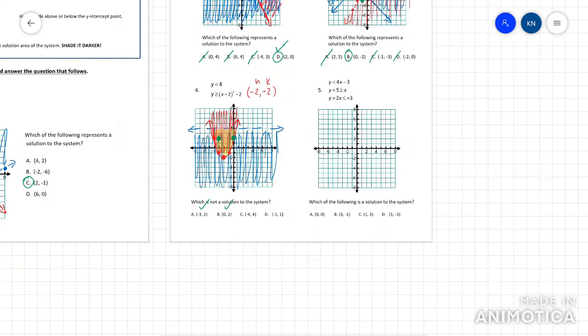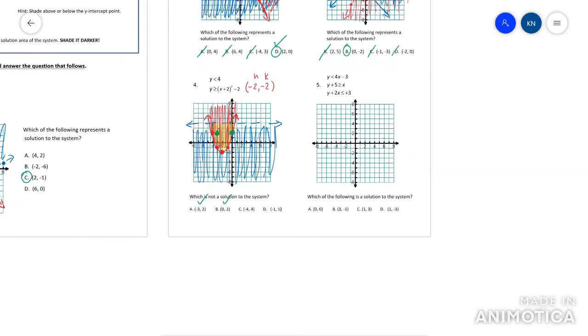Okay, my screen jumped on me. (-4, 4) would be here. That's on a dotted line, so that is not included. So that's probably going to be my answer. (-1, 1) is right here. That's inside the region. That's good to go. So my answer is C there, because it's on the dotted blue line.